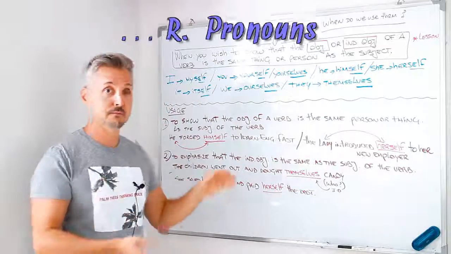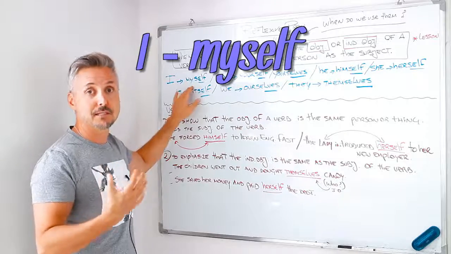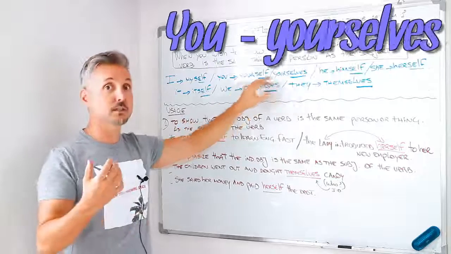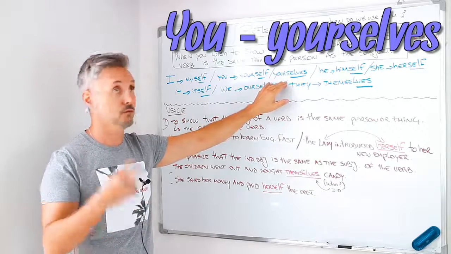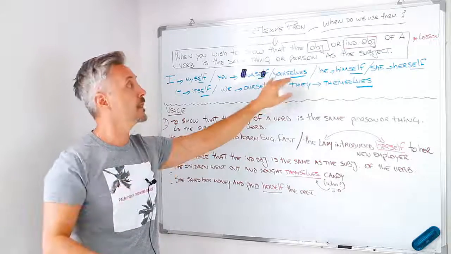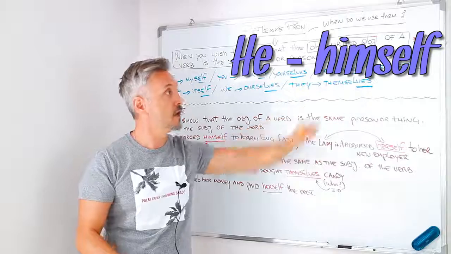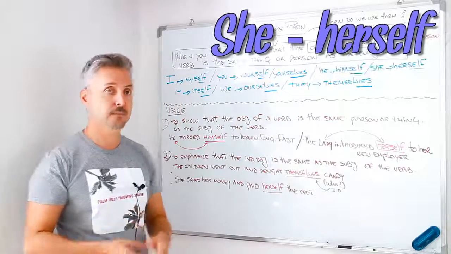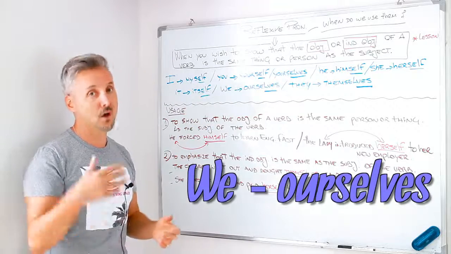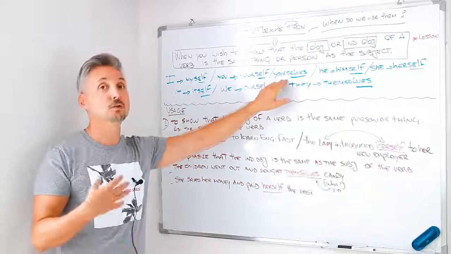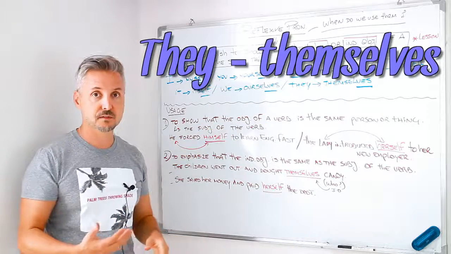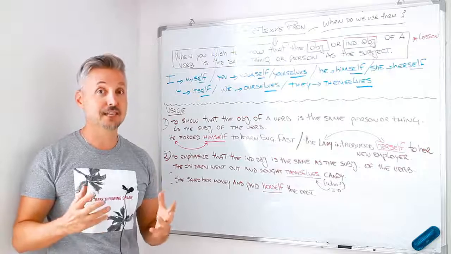Reflexive pronouns are, for example, for I is myself, for you is yourself, or yourselves if it's plural. If you are you and your friend, for example, yourselves. He, himself. She, herself. It, itself. We, ourselves. Okay, we said that you changes to yourselves because it's plural. They, themselves.